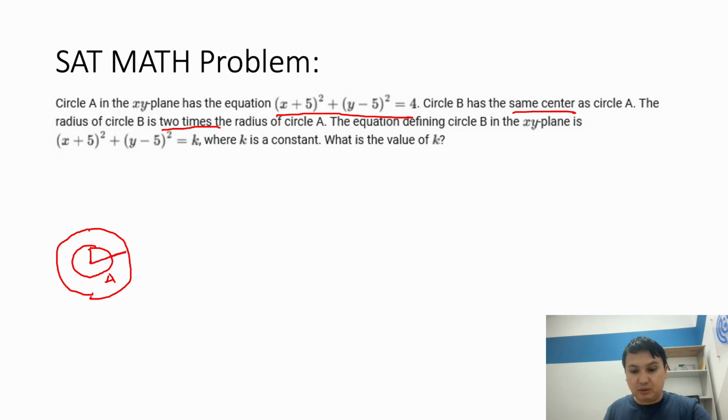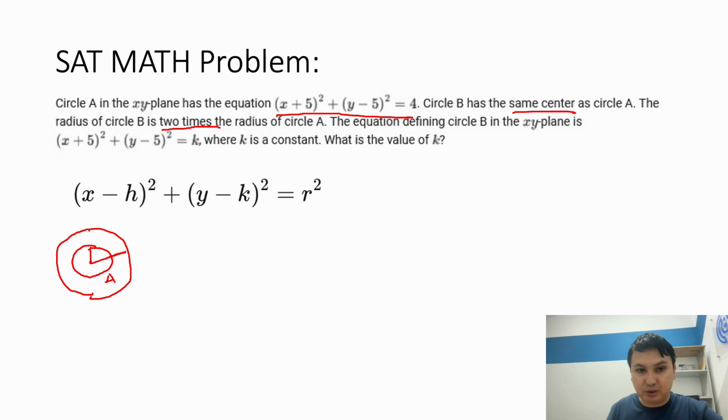Alright, so let's again remember the equation for the circle. We know that here this is my minus 5. This is the standard form, and this is my minus k, which means my h is equal to minus 5, k is equal to 5. So these are the centers, but we are not asked for that. We don't need that. What we need to determine is k. But what is k? Well, k is the radius.